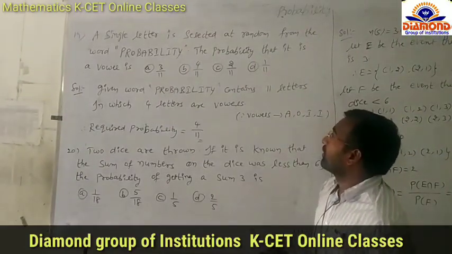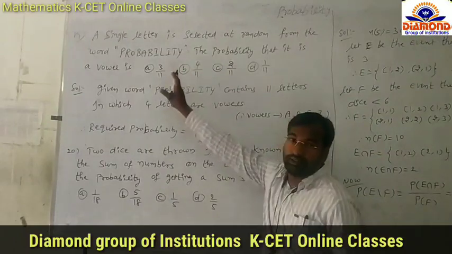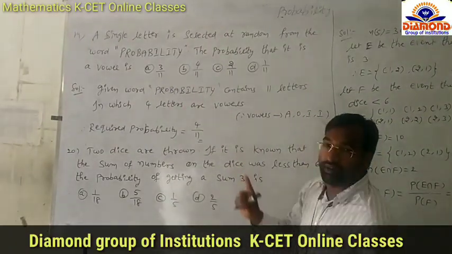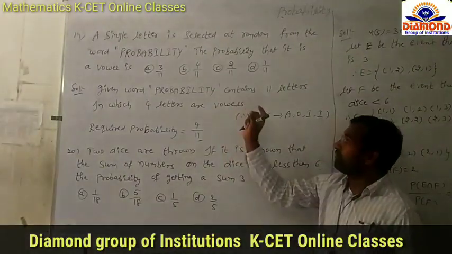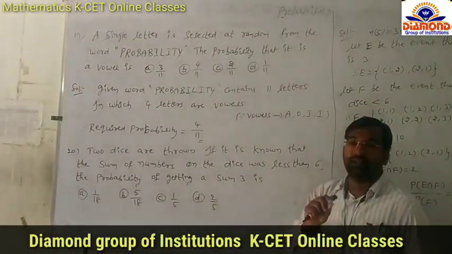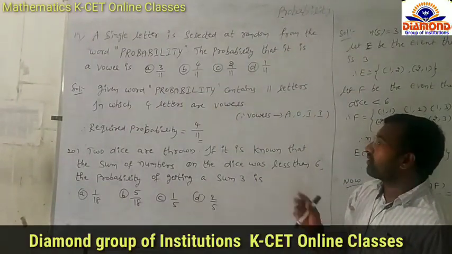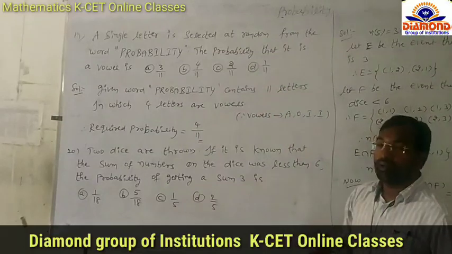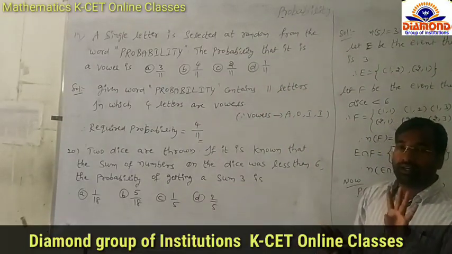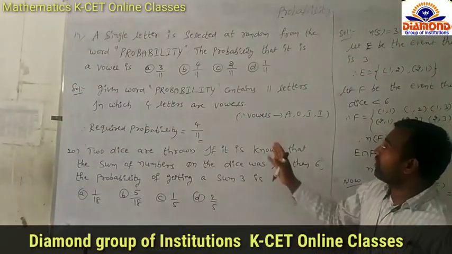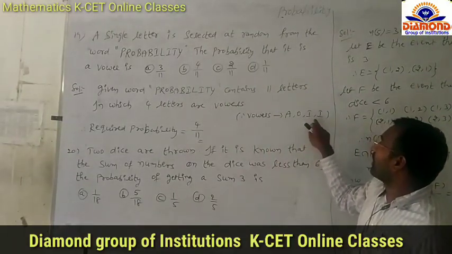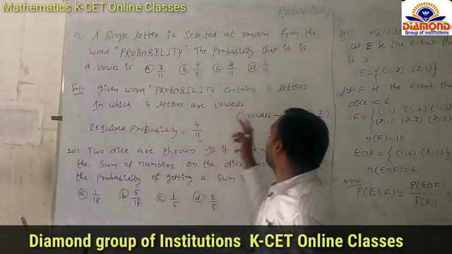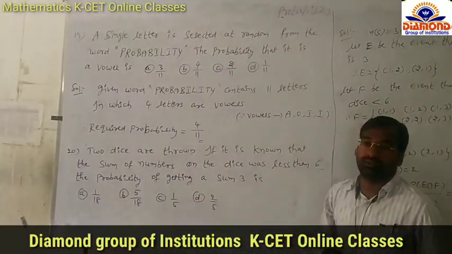So here the given word is probability. From the word probability you can select one letter, and you have to find the probability that it is a vowel. The word probability contains a total of 11 letters, in which 4 letters are vowels. What are those vowels? O, A, I, I. Those 4 letters are vowels, the remaining are consonants.